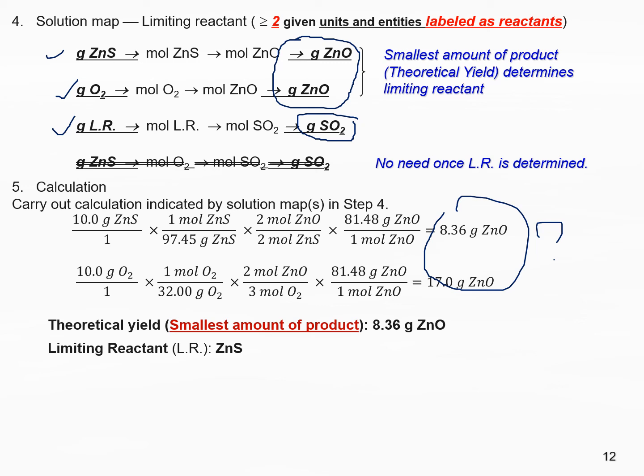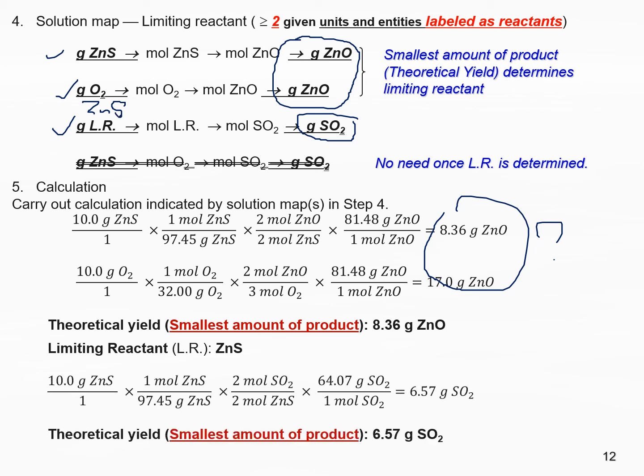All right, so let's carry out our third solution map. Now that we know the limiting reactant is zinc sulfide here. Okay, so let's start with the 10 grams of zinc sulfide and carry out the calculation. So we find out this is 6.57 grams of sulfur dioxide. That is for question B. A lot of calculation involved right here.